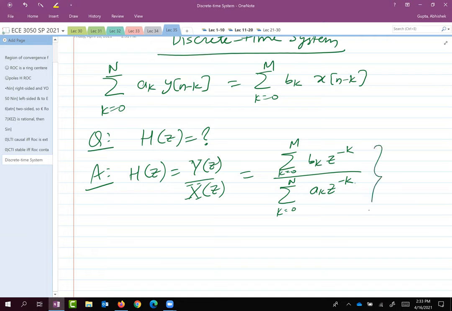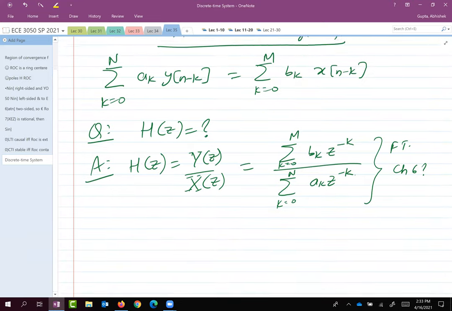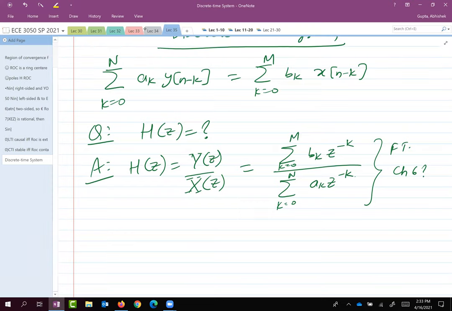Okay, I want you to recall this result was actually proven also in the context of the Fourier transform chapter. That was, I think, chapter six or five. That's where we showed that this particular result holds for discrete time systems, but there z was replaced with e raised to j omega. Now this holds more generally for the Z transform. Let's do the derivation. Let me pause here so that you can write it down, and then we'll go through the derivation.